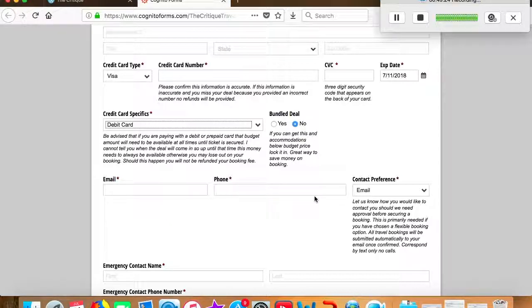Okay, now email, phone, and contact preference. I do want both. I need to have an email and a phone number, because if I need to get you immediately, I will call you or text you. Email, I mean, most people don't have their email ready at any time during the day so they can be contacted.